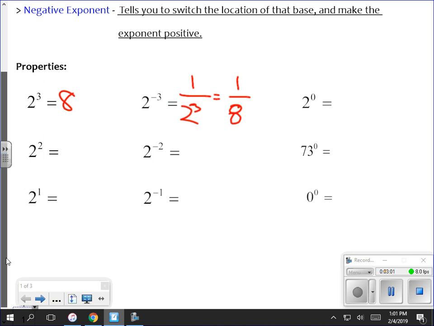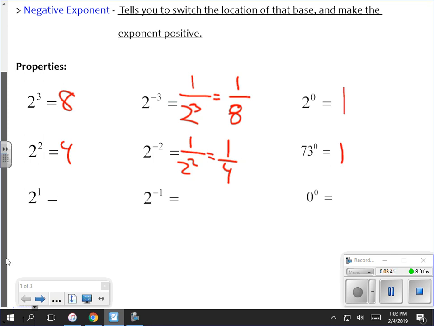And what is 2 to the 0 power? What is anything to the 0 power? You wrote it down earlier. 1. Remember that. Learn that. Know it. Live it. Okay. 2 squared is 4. 2 to the negative 2 power is 1 over 2 squared, which is 1/4. 73 to the 0 power is 1.